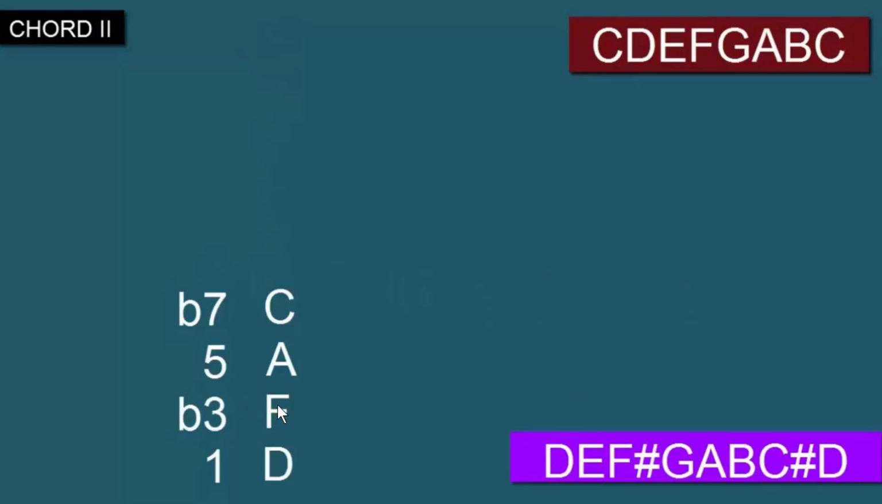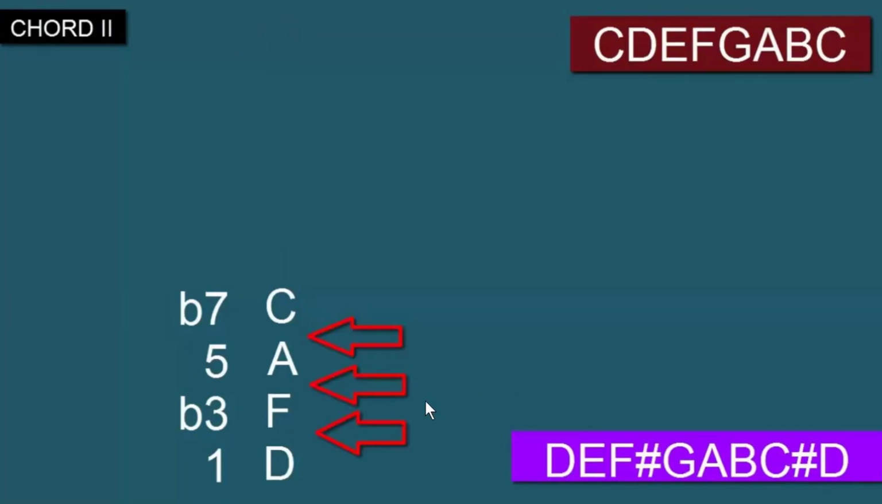But when we get to the third, which is F, there's an F in C major, it is F sharp in D major. Therefore we call it a flat third. The 5th is the same, A in both. But the 7th, which is a C in the key of C major, is C sharp in D major, so we call it a flat 7th. And we have to do the same thing when we do the tensions.